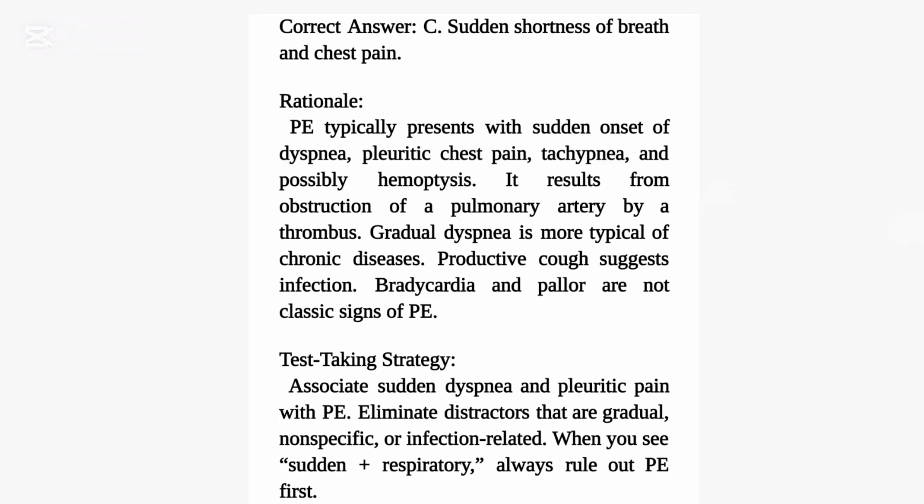Rationale: PE typically presents with sudden onset of dyspnea, pleuritic chest pain, tachypnea, and possibly hemoptysis. It results from obstruction of a pulmonary artery by a thrombus. Gradual dyspnea is more typical of chronic diseases. Productive cough suggests infection. Bradycardia and pallor are not classic signs of PE. Test-taking strategy: associate sudden dyspnea and pleuritic pain with PE. Eliminate distractors that are gradual, nonspecific, or infection-related. When you see sudden plus respiratory, always rule out PE first.